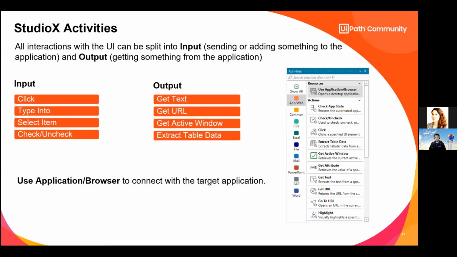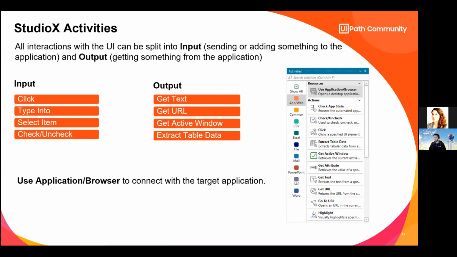Then we have get URL. You're going to use it, for example, if you are using a web application, you click on a button that takes you to another website and you need to extract the URL of that website, then you're just going to use get URL, right?